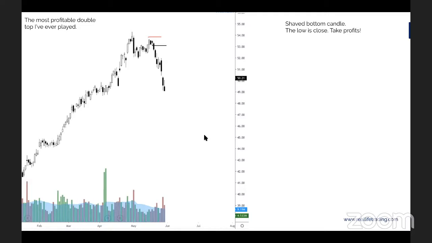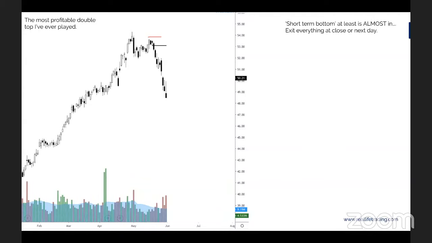Shaved bottom candle. We talked about shaved bottom candles recently. The low is pretty close. I'm gonna take some profits here as well. We do close below the low of the previous candle, but this is a shaved bottom candle. Shaved bottom, which means all of the selling is happening towards the end of the day.